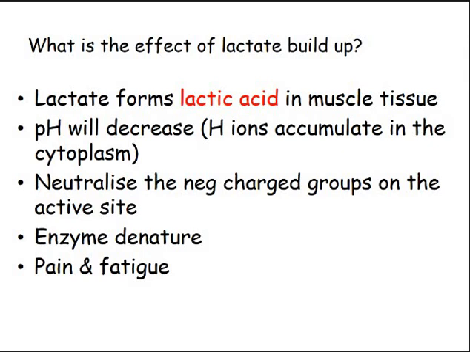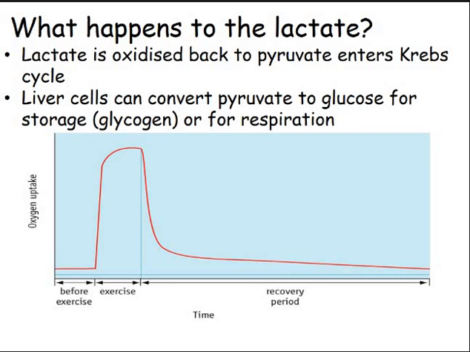You'll know about that. So what happens to that lactate? Well, when oxygen becomes available, it can go back into the Krebs cycle, carry on straight through the link to Krebs, to electron transport chain, and so on. Or your liver cells can convert it into glucose, so you can store it as glycogen and use it at a later time for respiration or whatever, whenever you need it. So that's two things that happen to it. Either it goes back into the Krebs cycle, or it's stored as glycogen. And I've just put the little graph on there to show you.